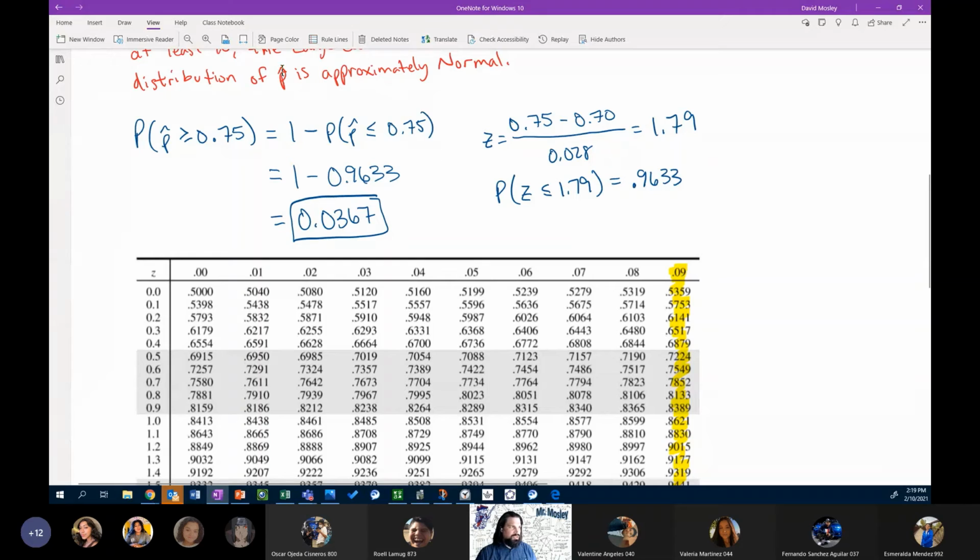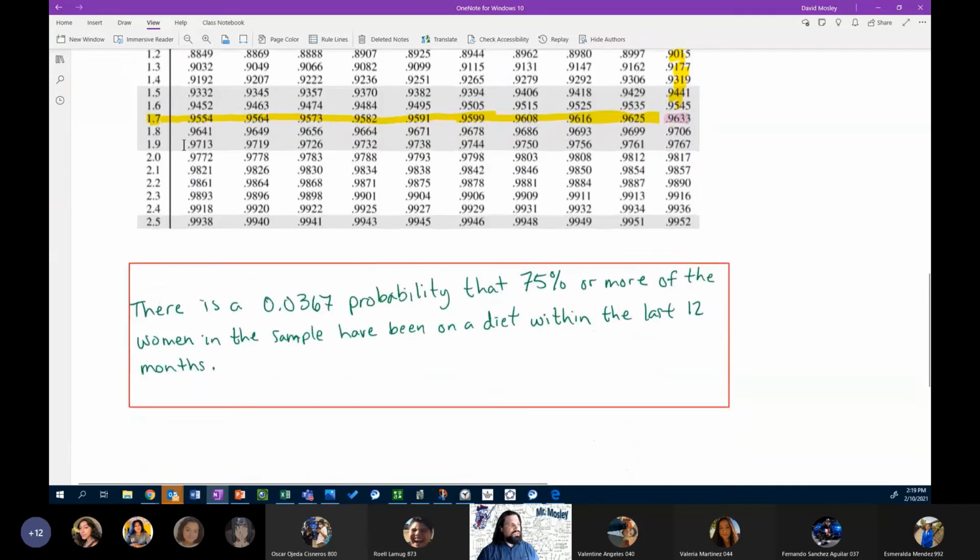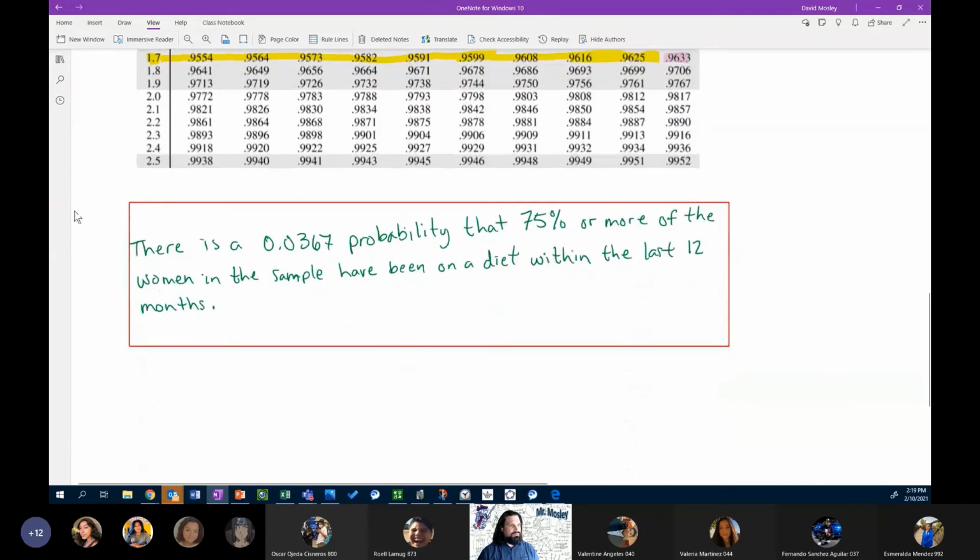This is the probability of there being more than 75% of women surveyed being on a diet within the last 12 months. And that's what we state at the end. There's a 0.0367 probability that 75% or more of the women in the sample have been on a diet within the last 12 months.